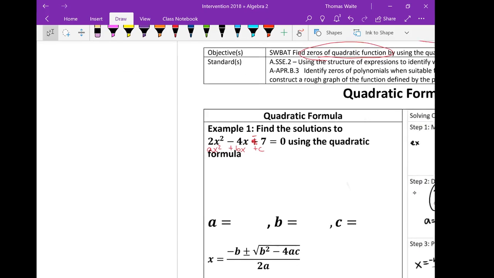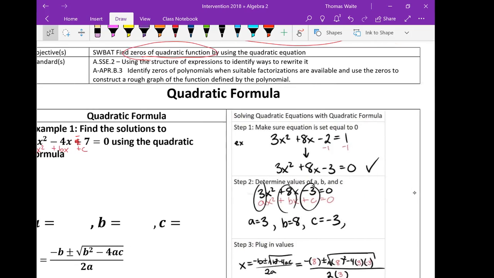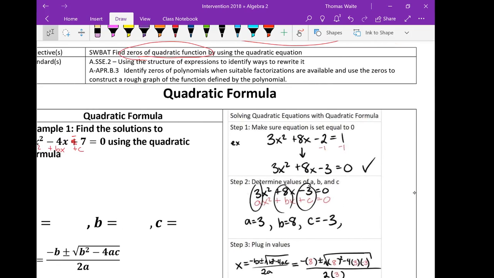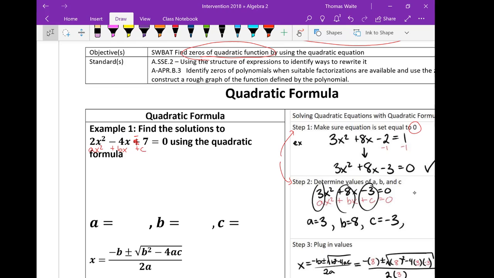All right. Again, this is pretty procedural. This will be a relatively short video. The steps that you need to follow to use this are right here. We have to first make sure our equation is set equal to 0. So if we're finding zeros of a function, that's what we would do. Here on our example 1, that's true. It is some quadratic ax squared plus bx plus c equal to 0.